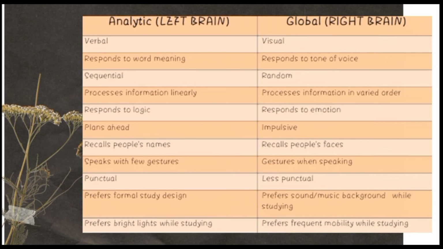Under the global thinkers, they are visual, respond to tone of voice, random, process information in varied orders, respond to emotion, impulsive, recall people's faces, gesture when speaking, less punctual, prefer sound or music background while studying, and lastly, prefer frequent mobility while studying.